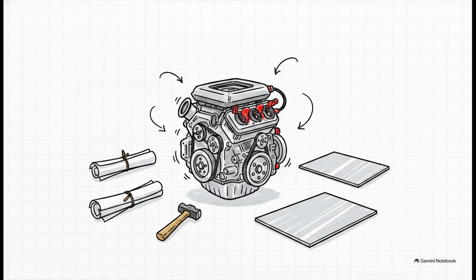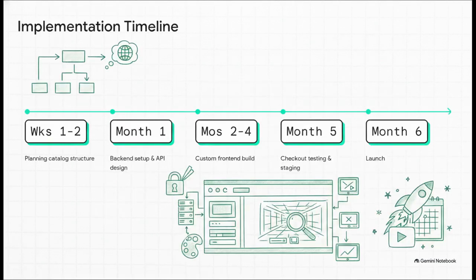is an absolute necessity. And because of that, your implementation timeline is going to look a lot different than just spinning up a simple Shopify or WooCommerce store. A typical migration path takes anywhere from 3 to 6 months. You're going to spend weeks early on just planning your multi-channel catalog structure, then a full month on back-end setup.